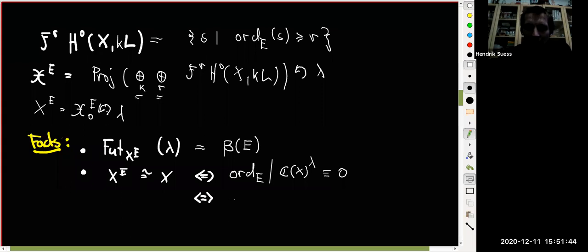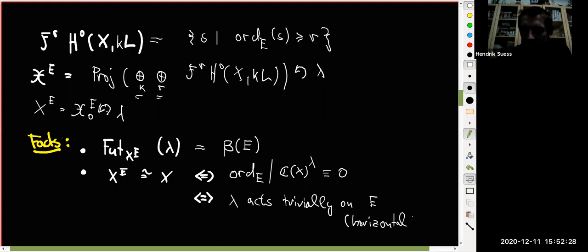And another way to characterize this is that our lambda now acts, so we just observed, if we have this isomorphism, then lambda acts on X and also eventually on the divisor over X. And here horizontally means it acts trivially on this divisor. Okay, and I want to give this a name. I call such a divisor horizontal. So this hopefully explains the term from the first board.